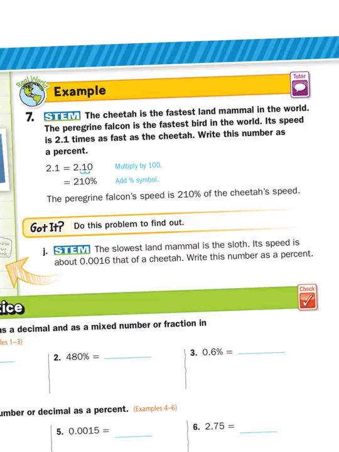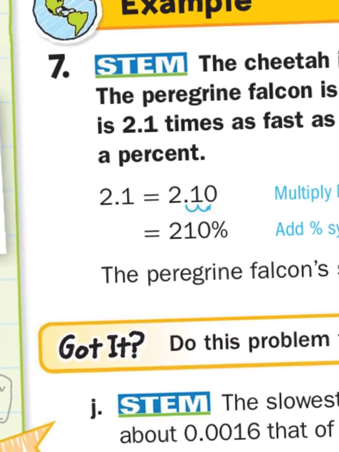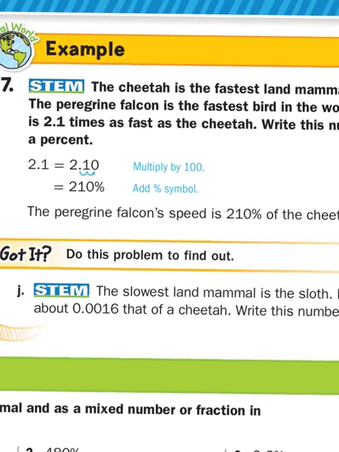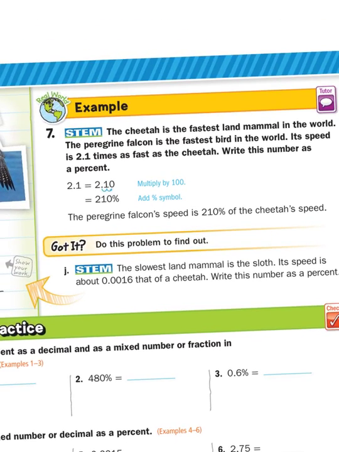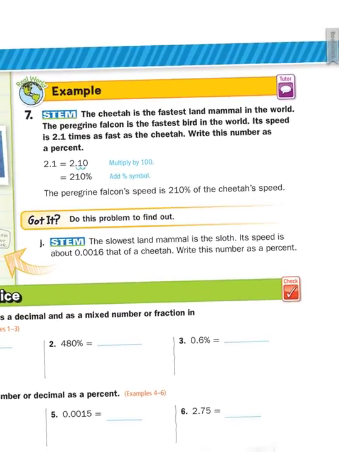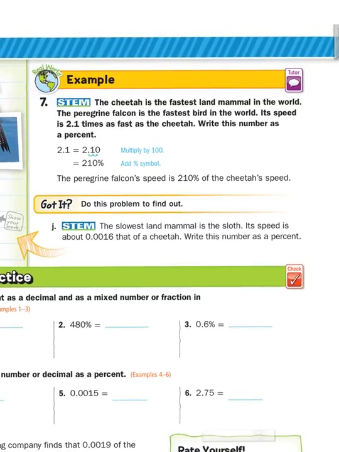So, all I do here, take a look at 2.1. Let me zoom in a little bit. Okay, so they have 2.1. They added a 0. They moved the decimal twice to the right, and they got 210%. So, when you read that, you would say the peregrine falcon speed is 210% of the cheetah speed. All right, so now I want you to do J on your own. Pause the video and restart it when you're done. See if you got it right. Go.